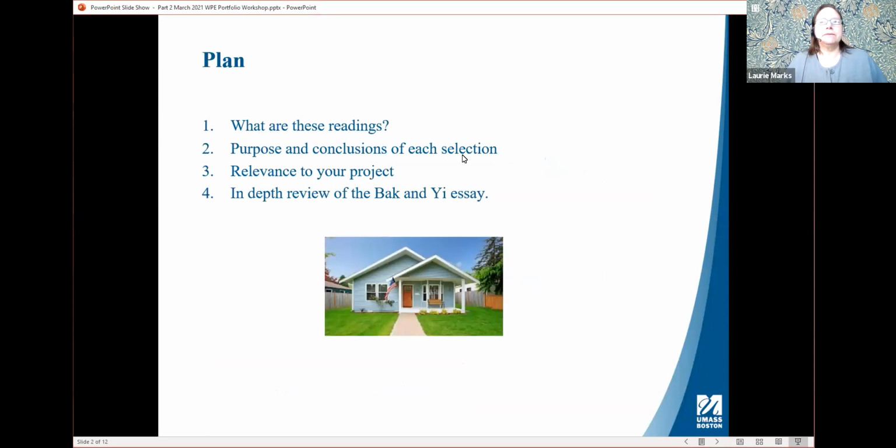So here's the plan. First, we're going to talk about what these readings are and the purpose and conclusions from each of the 4 selections in the reading set. I'm going to give some suggestions about how this particular selection might be relevant to your project. And then finally, I'll do a more in-depth review of the Bach and Yi essay.